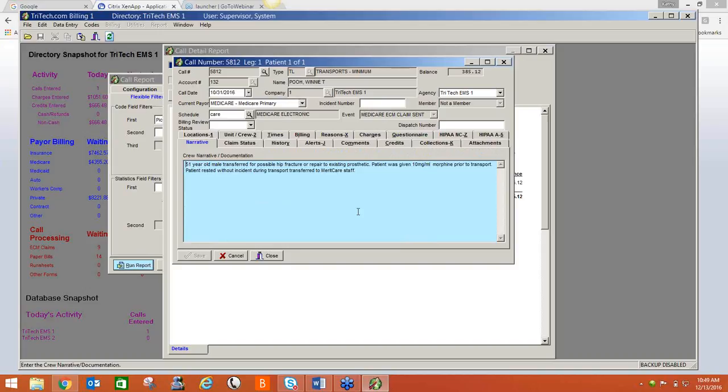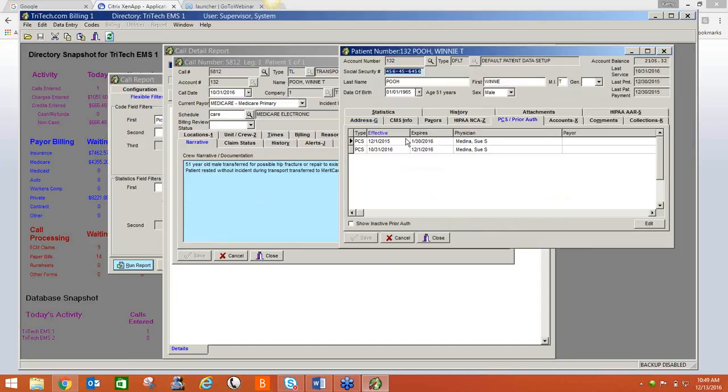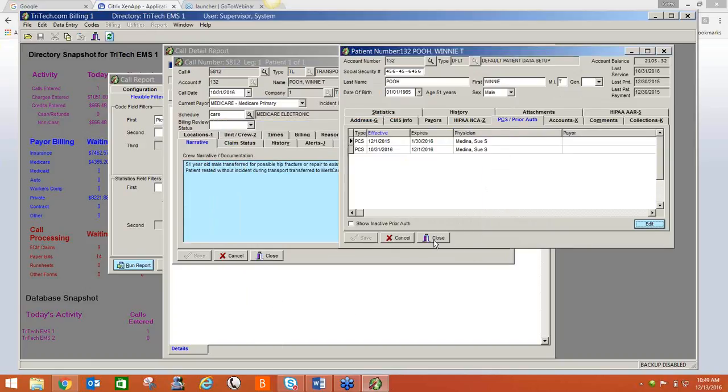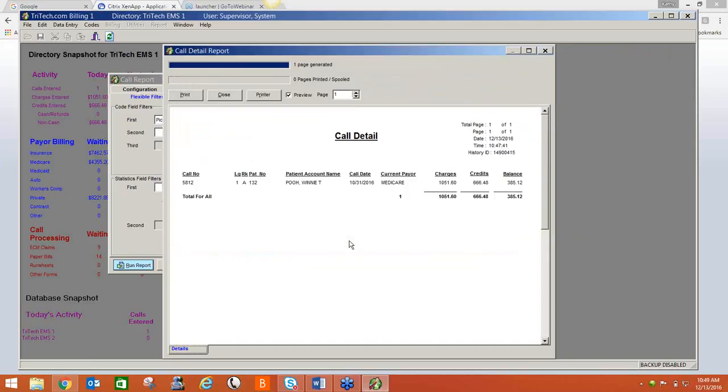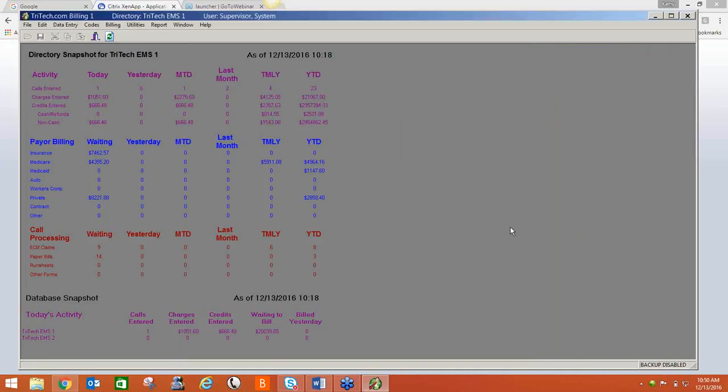So again, I probably would want to pull out my patient care report and see if I had any other information on this. I'm going to look at the patient side just to see if maybe I have a physician certification statement, and this really should have been billed as a non-emergent call. And actually, I do have a physician certification statement that said it was a transfer for ortho care. So this is a way that you can do a self-audit of your own calls. Again, in this example I picked calls picked up at a specific hospital, knowing that those hospital calls sometimes are not emergency calls. So those are some of the most common year-end reports.